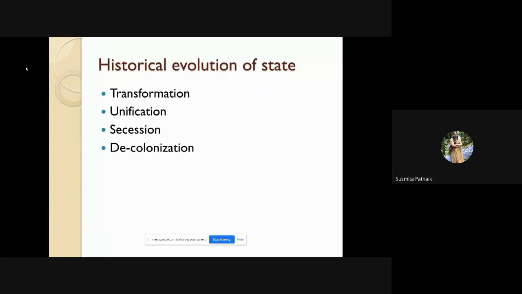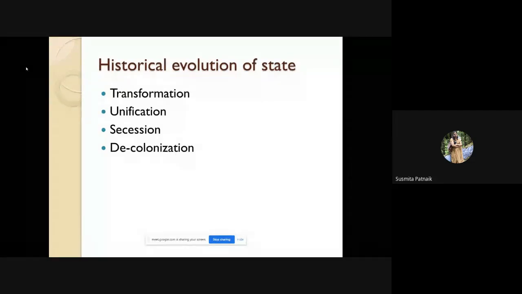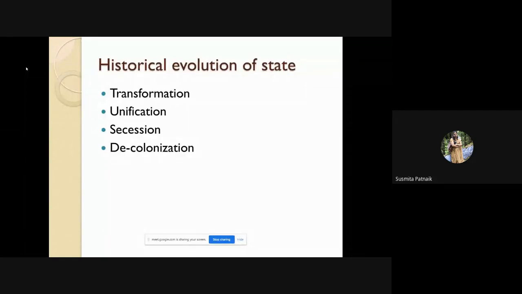Or take Ghana. Okay, so Ghana, Taiwan, India, these are great examples of what is called decolonization. Okay students, any doubt you are having?